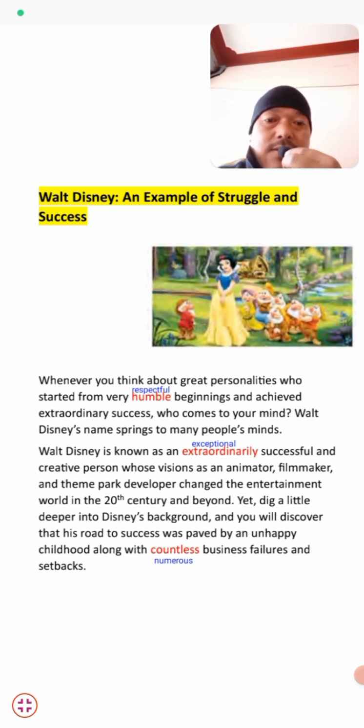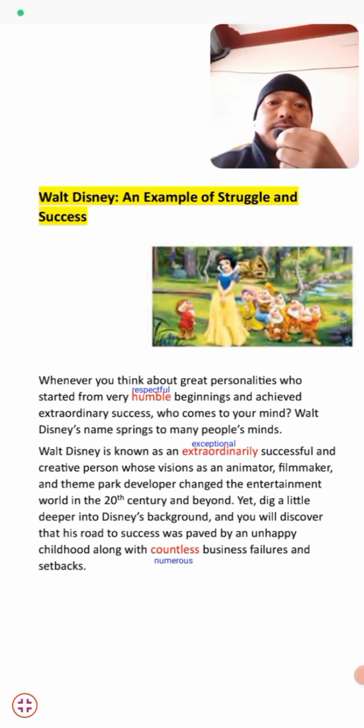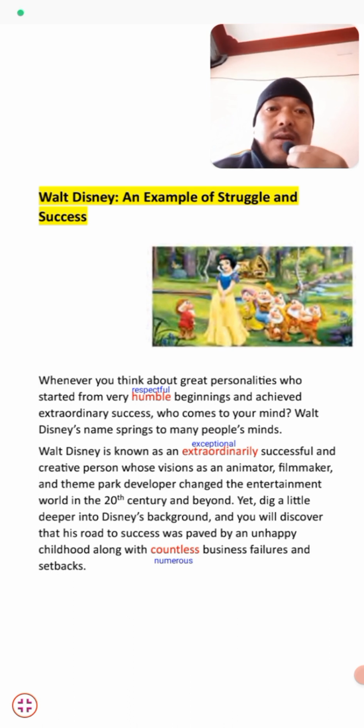Yet, dig a little deeper into Disney's background. If you go very deep into Disney's life, you will discover that his road to success was paved by, paved means strewn with, obstacles: an unhappy childhood, along with countless business failures and setbacks. Here is the word countless, meaning numerous.